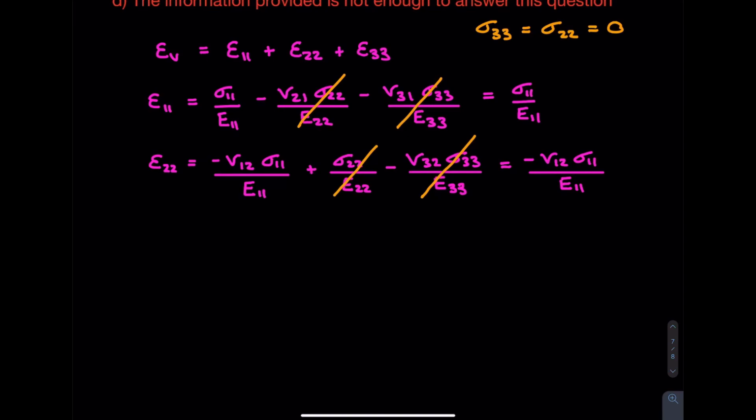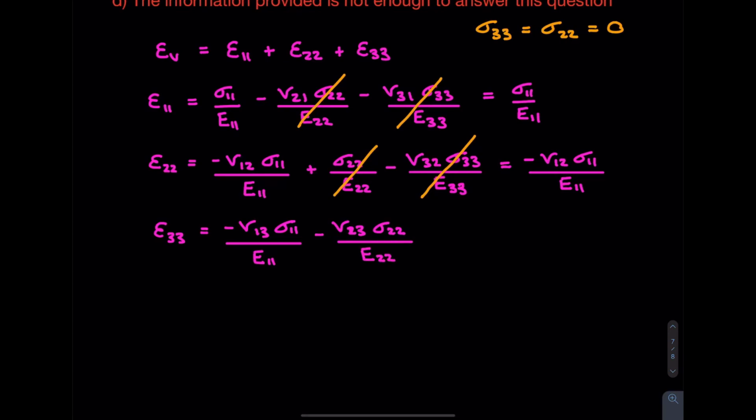Let me come down and say, all right, well, I just have to do that same process again for epsilon 3. So this is going to be equal to negative Poisson's ratio 1 times sigma 1, all divided by E 1, and then subtracted from that, Poisson's ratio 2, sigma 2, all divided by E 2.